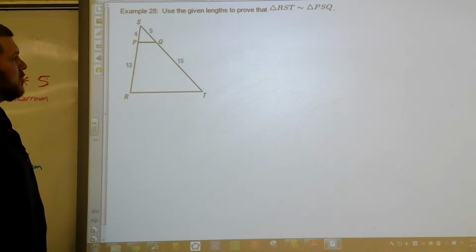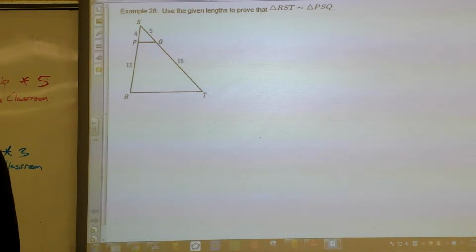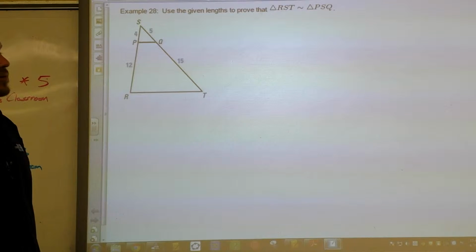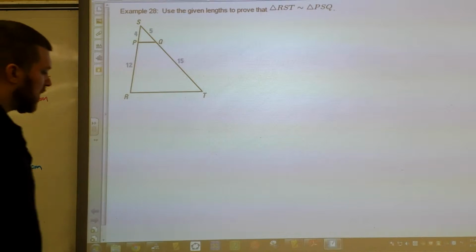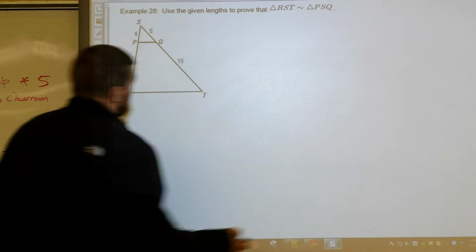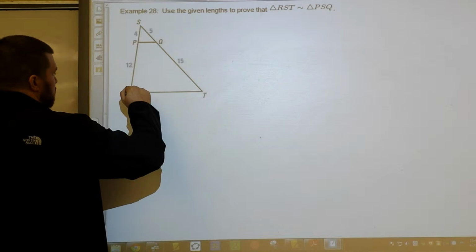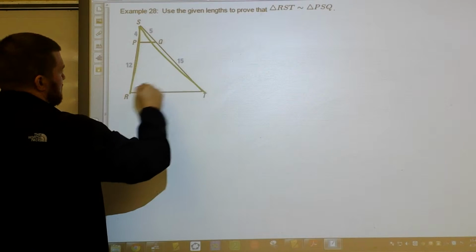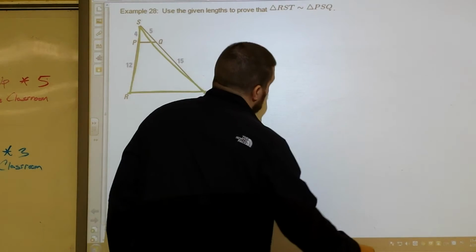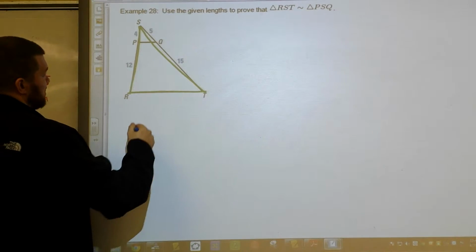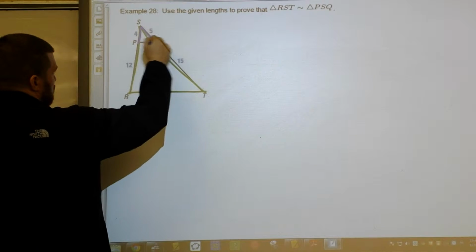Example 28, we're going to use the given links to prove that triangle RST is similar to PSQ. So the two triangles are similar. All right, so first let's highlight the two triangles we're talking about. RST, I'm going to do in green. RST is the big triangle. And then PSQ, it's the little triangle.